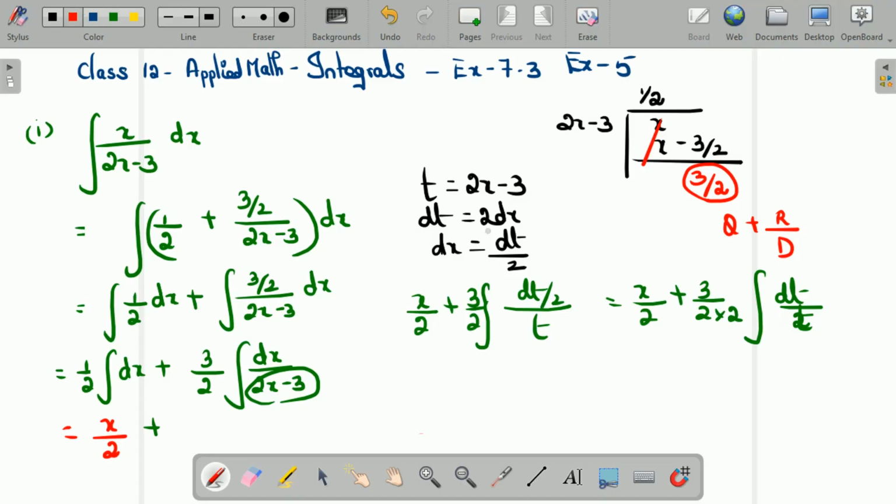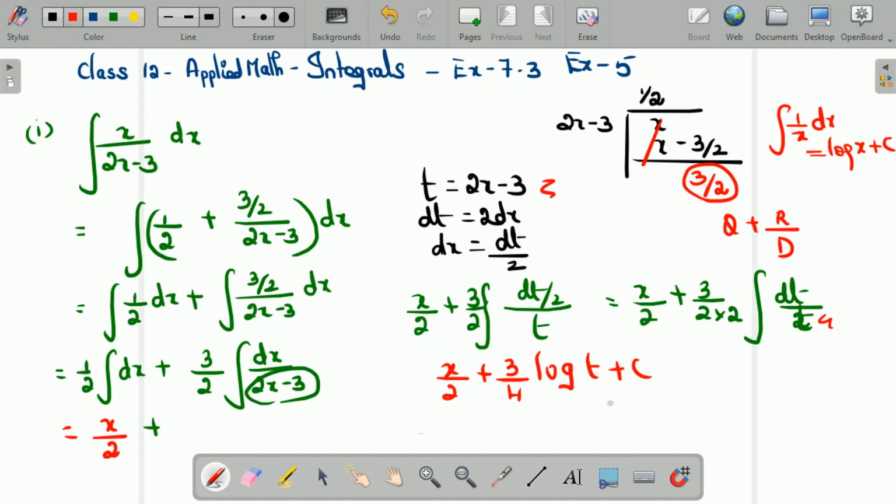Now this is in the standard form of integration. So integral of 1 by x dx is actually log x plus c. So we can apply this here. So this becomes x by 2 plus 3 by 4 log t plus c. Now t is a temporary variable. We will put it back into the original x form. So the final answer is x by 2 plus 3 by 4 log of 2x minus 3 plus c.